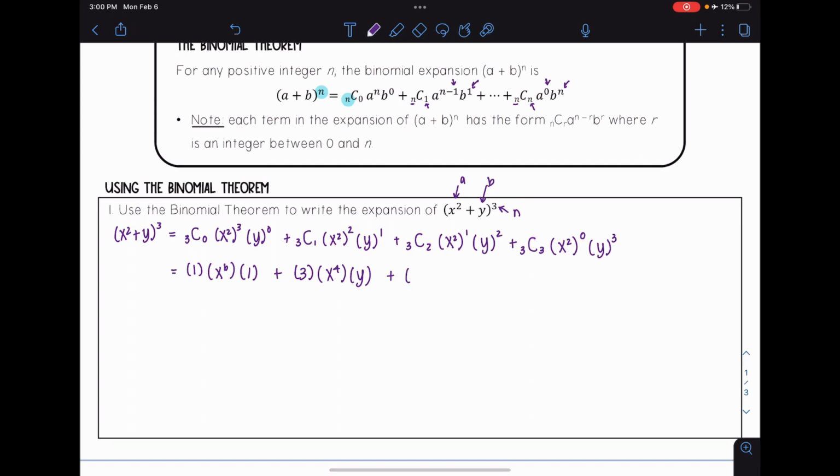3c2, when you do that combination, you should get 3. X squared to the first is just x squared, and then y squared. And then 3c3, you should get 1. X squared to the 0 power, anything to the 0 power is just 1. And then y cubed. And now multiplying that all out, I get x to the 6 plus 3x to the 4th y plus 3x squared y squared plus y cubed.